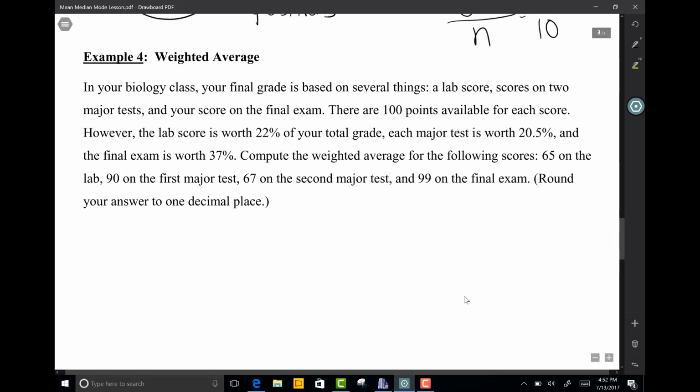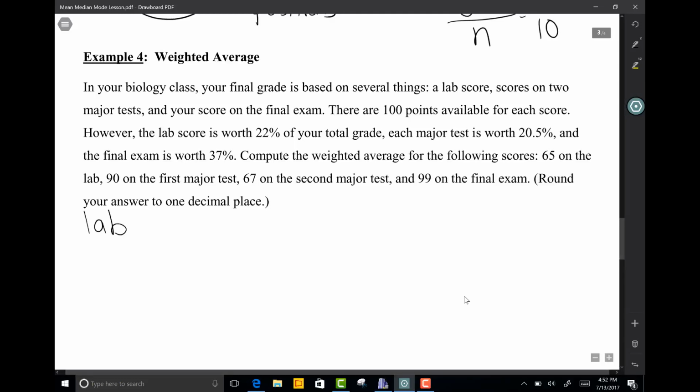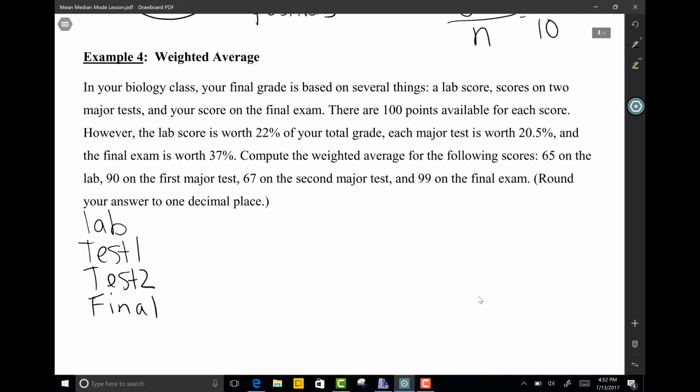Okay, for the weighted average example, it says in your biology class, your final grade is based on several things. You have a lab score, so I'm going to write that down, lab score. You have 2 tests, so we'll label that as test 1 and test 2. And then you have a final exam. There are 100 points available for each score. However, the lab score is worth 22% of your grade.